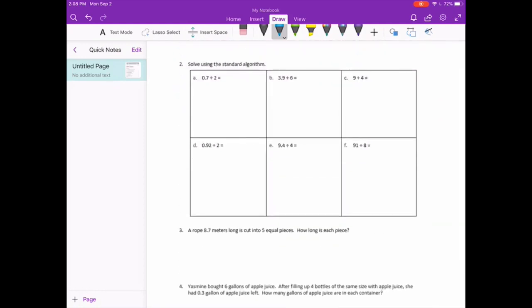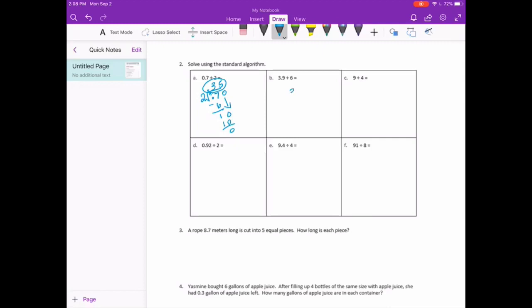Okay, these we just get to solve using the standard algorithm. So 7 tenths divided by 2. 2 goes into 7 3 times. 3 times 2 is 6. We'll subtract. I have a remainder, so I'm going to add a 0 and bring it down. So 2 goes into 10 5 times. 5 times 2 is 10. Last step, bring the decimal point straight up. We get 35 hundredths.